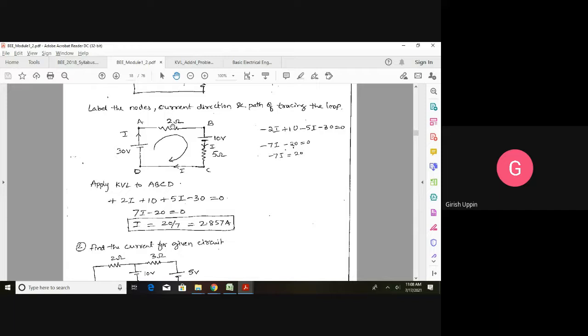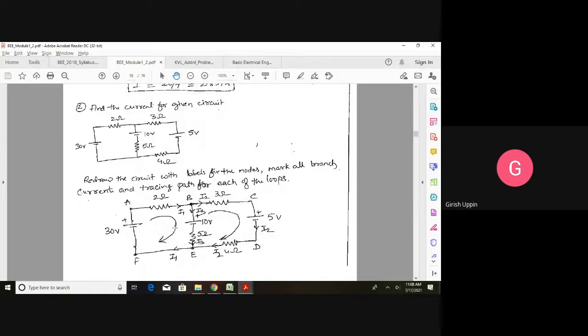If you solve using Ohm's law, we know they are connected in series. So the effective resistance is 2 plus 5, that is 7 ohm, and the sources are opposing. So 30 minus 10, that is 20. So what is the current? 20 volt divided by 7 ohm, that is what we are getting here.